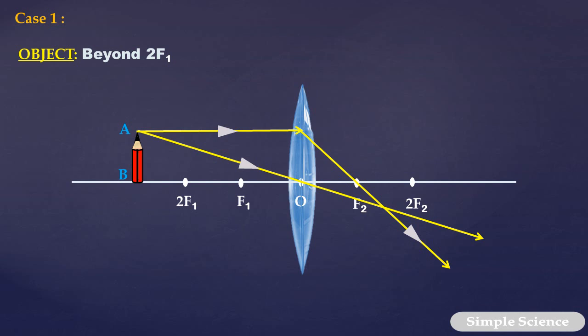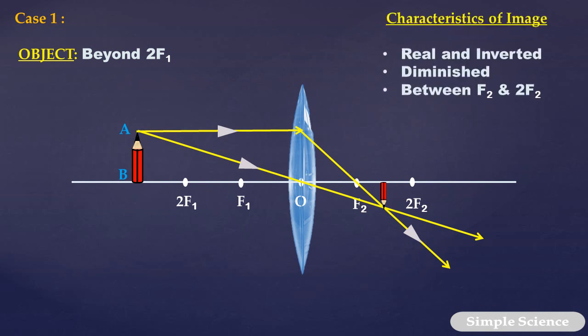So where are these two rays intersecting? Where are these two rays meeting? There is the image formed. And we have located the tip of the image because we had taken the rays from the tip of the object. So how is the image? The image is inverted. What is the size of the image? Image is diminished, smaller than the object. And where is the image formed? It is between F2 and 2F2. So these are the characteristics of the image.